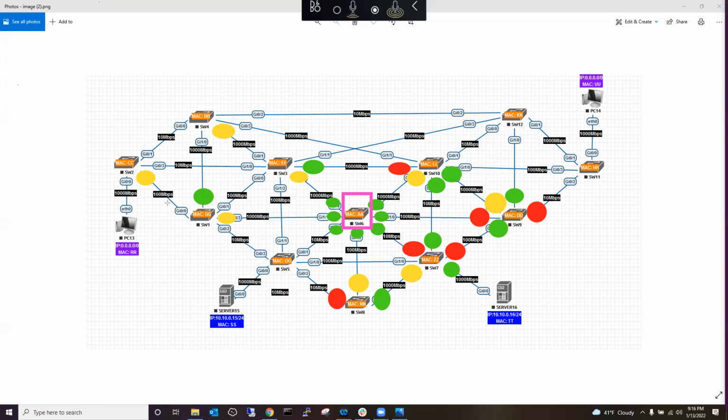Yeah, I think that would be a designated port right there. Gig 0/0 on switch 1. Nice. Okay, good stuff.